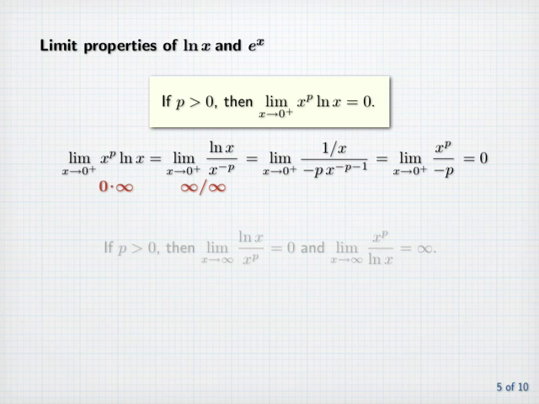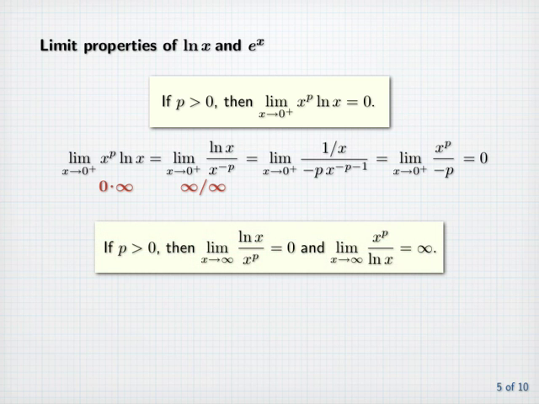Other important limits involving the natural log function: if p is greater than 0, then the limit as x goes to infinity of the natural log of x divided by x to the p is equal to 0, and the limit as x goes to infinity of x to the p divided by the natural log of x equals infinity. Now these are actually more or less equivalent. Anytime the limit of a positive function equals 0, the limit of its reciprocal will be infinity. So we only really need to derive one of these.